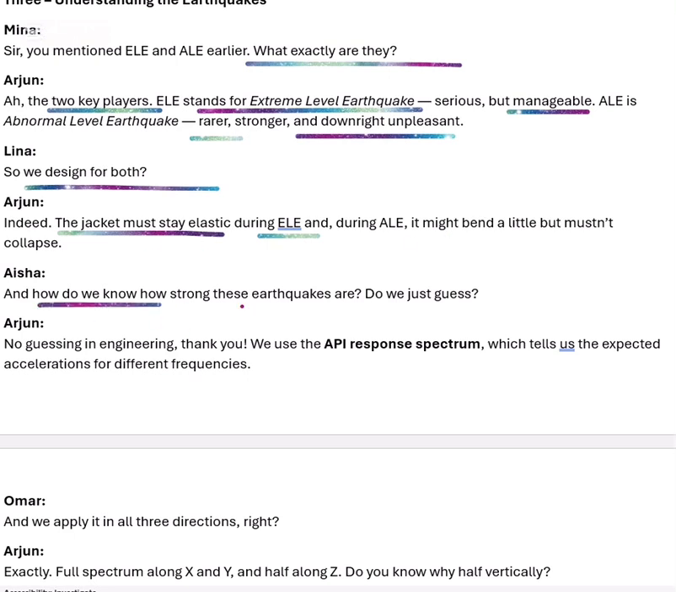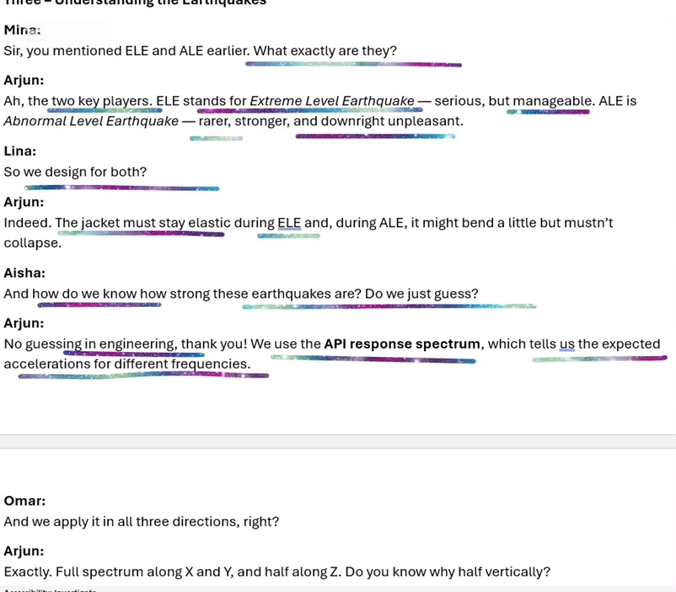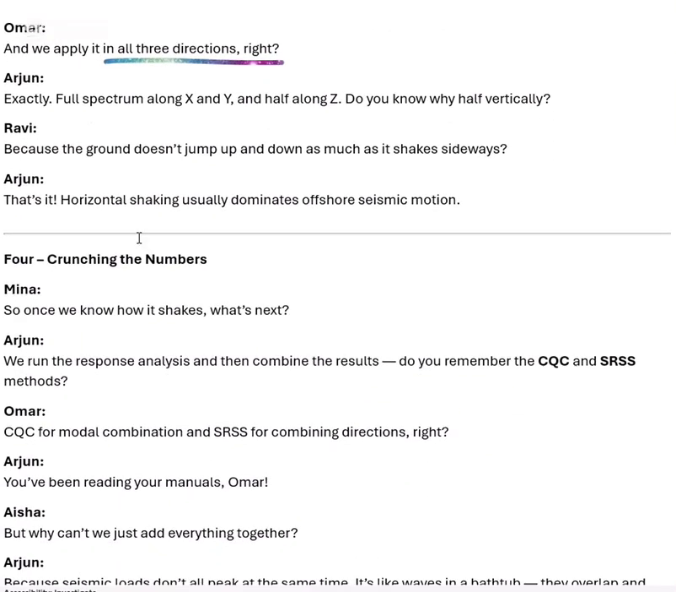How do we know how strong these earthquakes are? Do we just guess? No guessing involved. We use the API response spectrum, which tells us the expected accelerations for different frequencies. And we apply it in all three directions, right? Exactly. The full spectrum along x and y, and half along z.